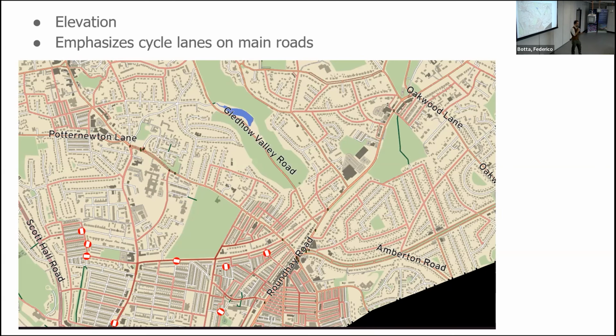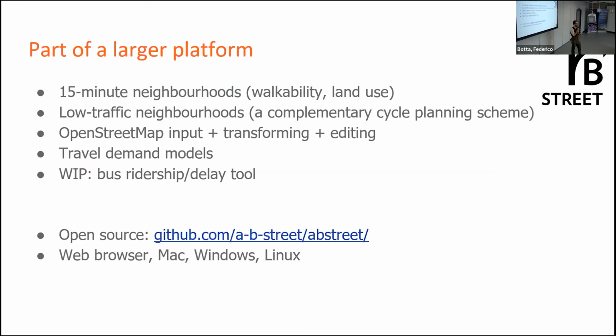The tool on the previous slides doesn't really do that, but some more recent work on low traffic neighborhoods shows you the estimation of how nice it is to cycle on local roads. And so the future will combine these two approaches and give you a consolidated way of looking at cycle networks.